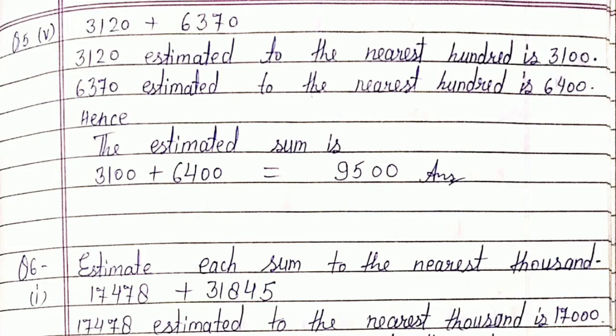Here you can observe that in 3120 near the rounding place 2 is given. So 2 is less than 5, we will not add any number in the rounding place. And same in 6370, 7 is greater than 5, so we will add 1 to the rounding place and it will become 4. So the estimated sum is 3100 plus 6400, which is equal to 9500.